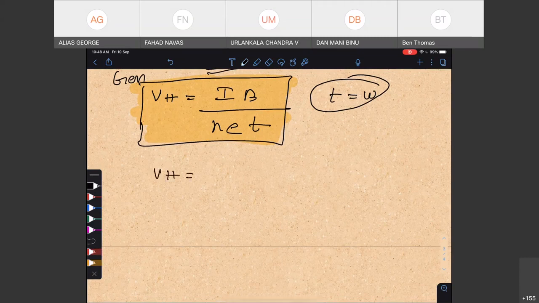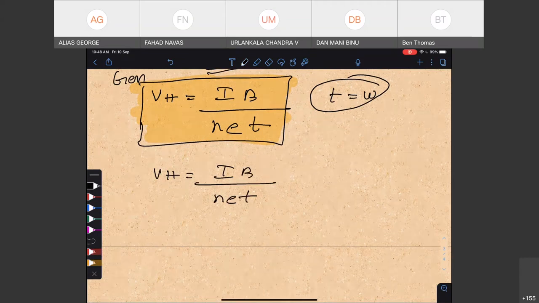So VH is equal to IB by net. This is the equation. So I will assign another member to remember this one. Now Sanjana DV, you can hold this equation. Okay, VH is equal to IB divided by net. You please hold this equation. I will ask you. Okay.